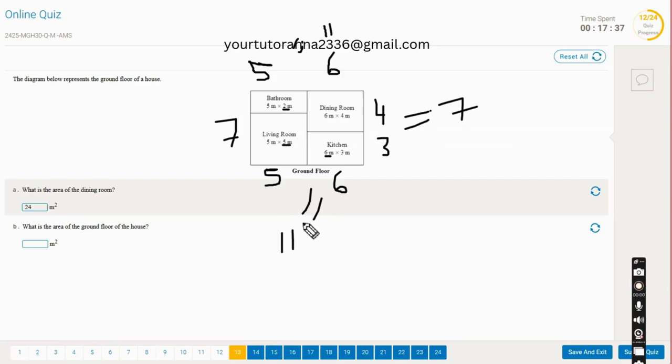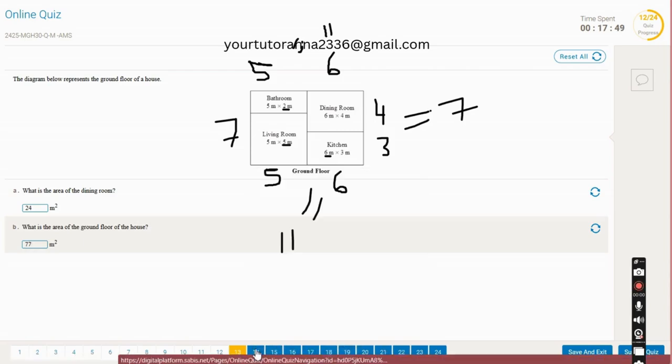Now, how do you find the area of the ground floor? You can see that this is a rectangle. So 11 times 7 is 77. Let's go to the next one.